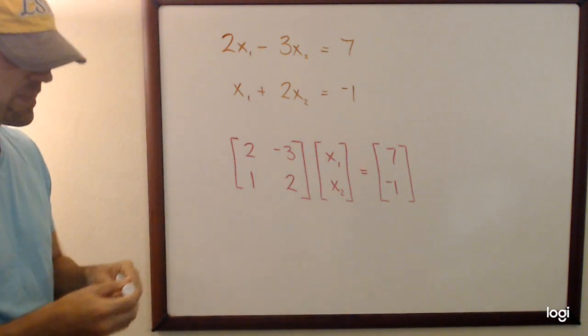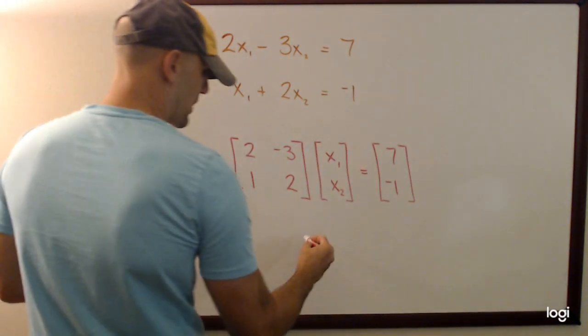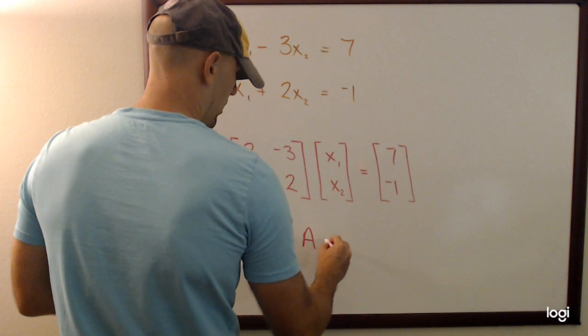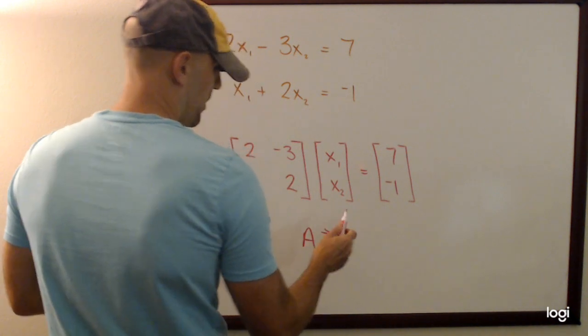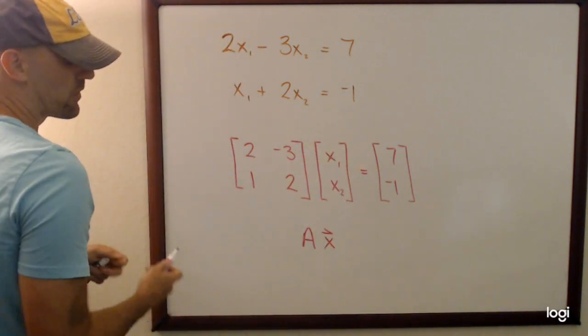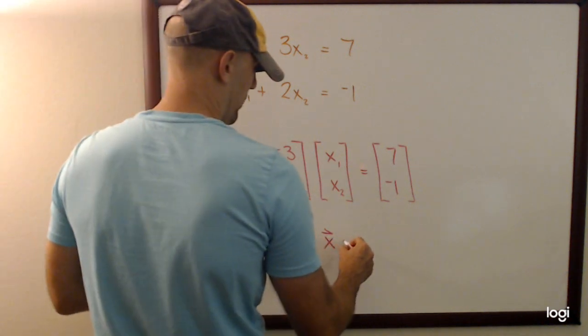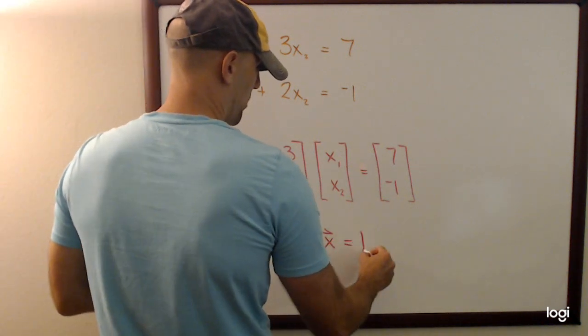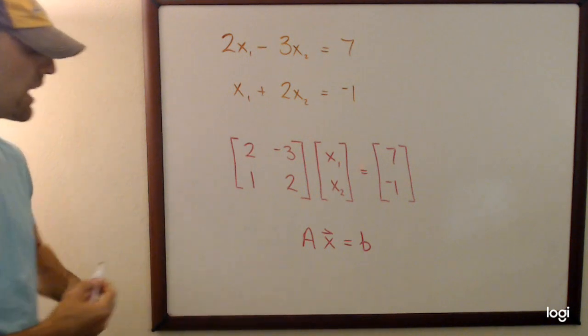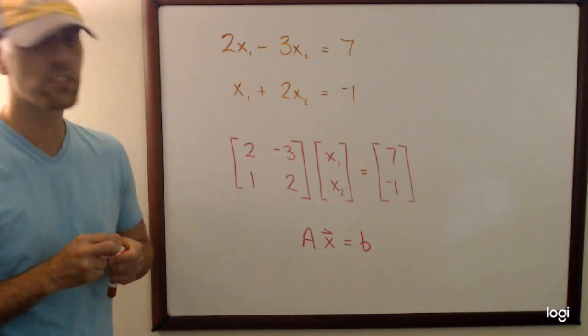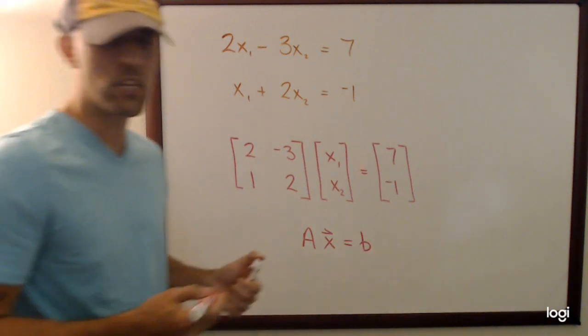This is the same. And if I wanted to label this matrix A, that matrix, well, vector, variable vector X, and this one B, I get A times X equals B. That's a very, very simple way of writing these equations.